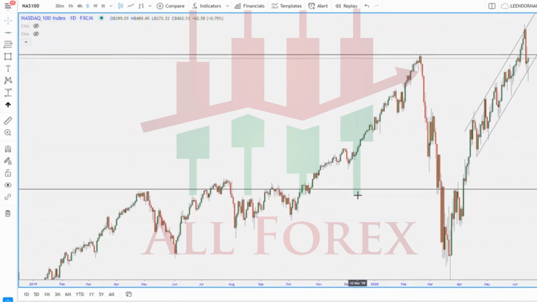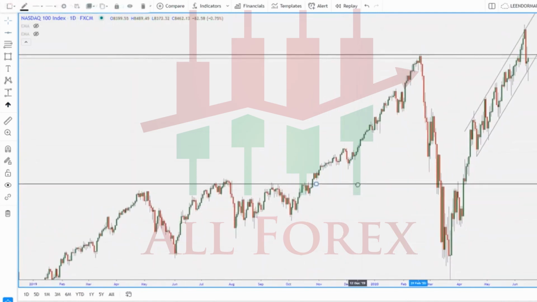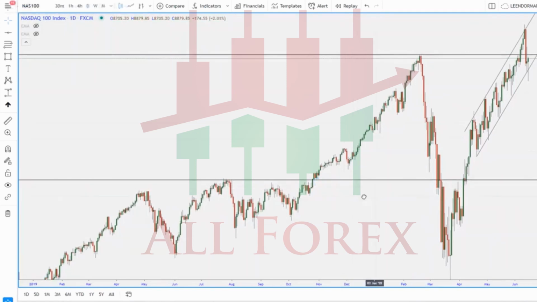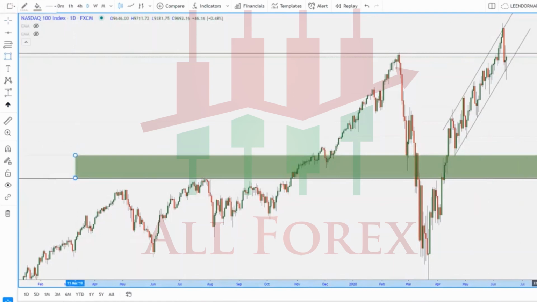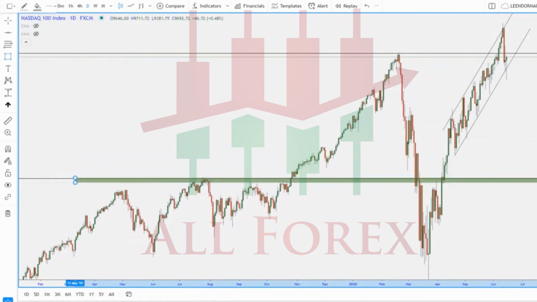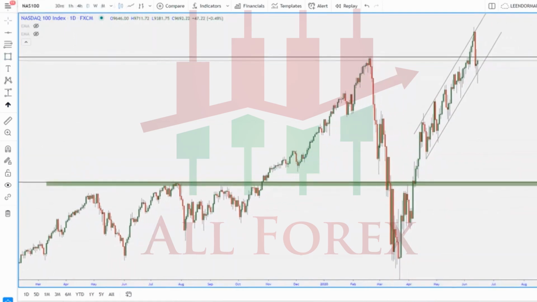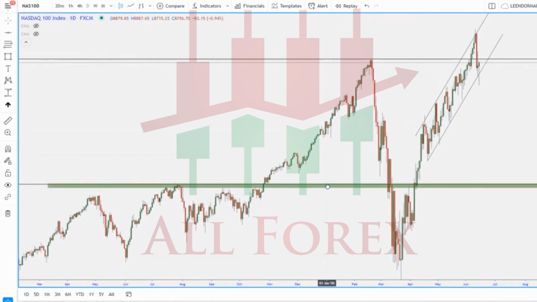Looking at the left-hand side as well, if you look at the left-hand side, you can maybe try and at least mark it out there. So this is a whole region that we want to look at on NAS, right? Obviously this spike was also inspired by whatever is happening on this market. So this is what I'm looking at right now on NAS, guys.